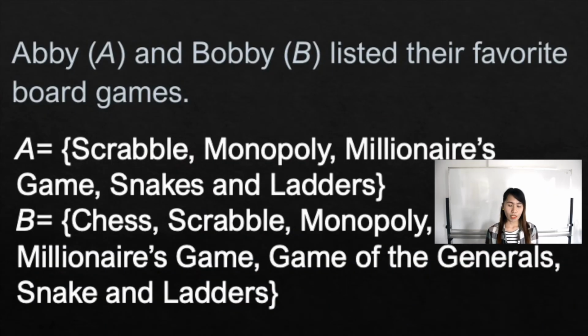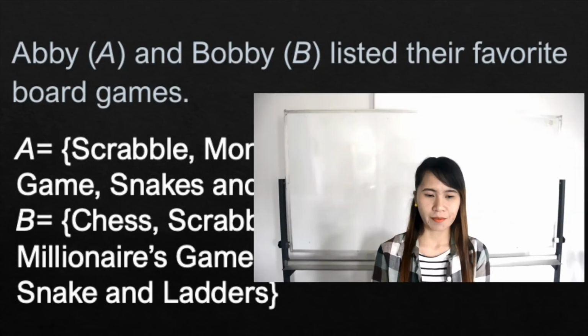Let's have an example. Abby and Bobby listed their favorite board games. So let's use big letter A to represent Abby and big letter B to represent Bobby. Abby listed Scrabble, Monopoly, Millionaire's Game, and Snakes and Ladders as her favorite board games, while Bobby listed Chess, Scrabble, Monopoly, Millionaire's Game, Game of the Generals, and Snakes and Ladders as his favorite. Using a Venn diagram, the two sets can be represented this way in relation to the universal set.